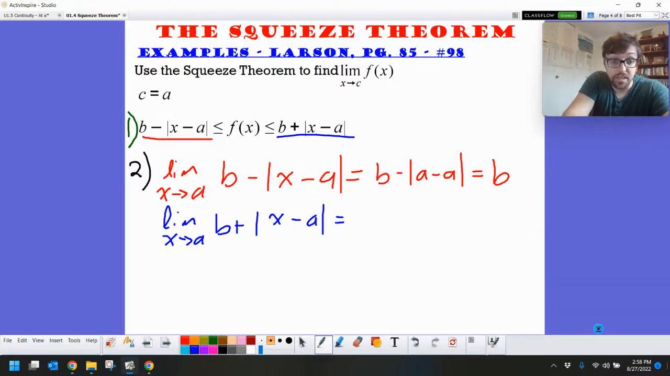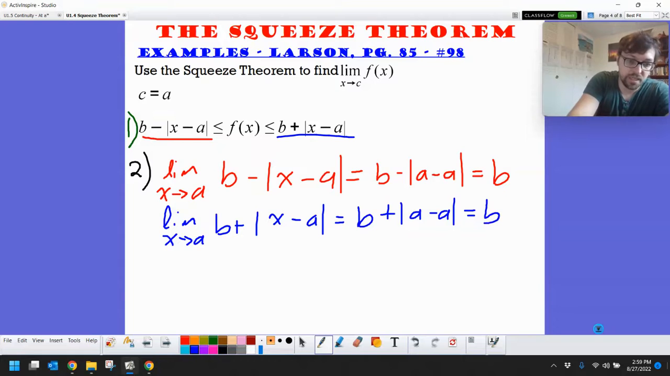As I check the other side, the limit as x approaches a of b plus the absolute value of x minus a, again, I can direct substitute in. So I get b plus the absolute value of a minus a. Oh, hey, that's 0 again. They're both b. Sweet. So I can move on to my third step. Are those two things equal? Yes. b is equal to b.